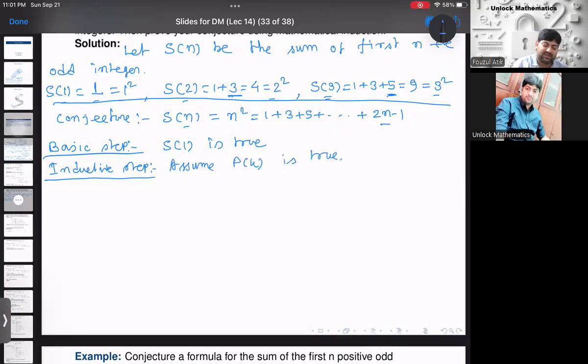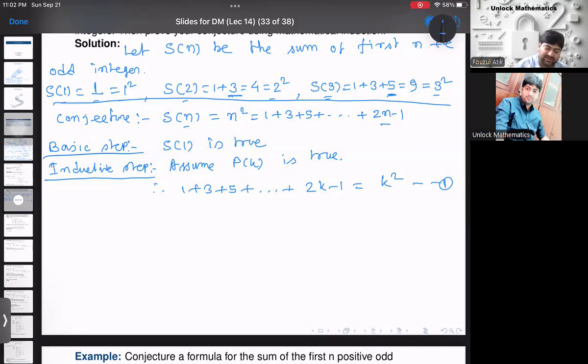Now what is your Pk? Instead of n, you should have k. So therefore 1 plus 3 plus 5 plus dot dot dot up to 2k minus 1 is equal to k square. This is your equation 1. This is your assumption that Pk is true. What is your next job? Your next job is to prove that Pk plus 1 is true. Now how do you prove that Pk plus 1 is true? With the help of Pk you have to prove.